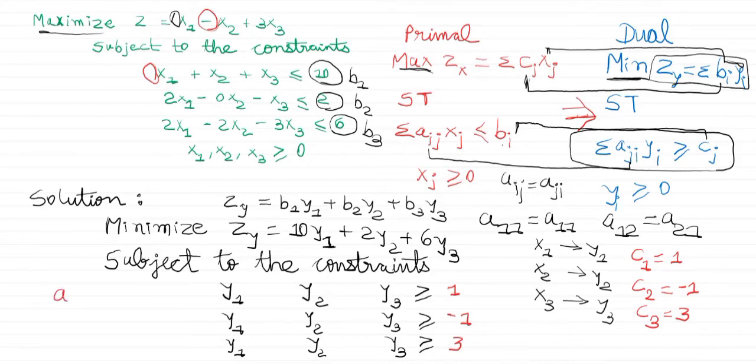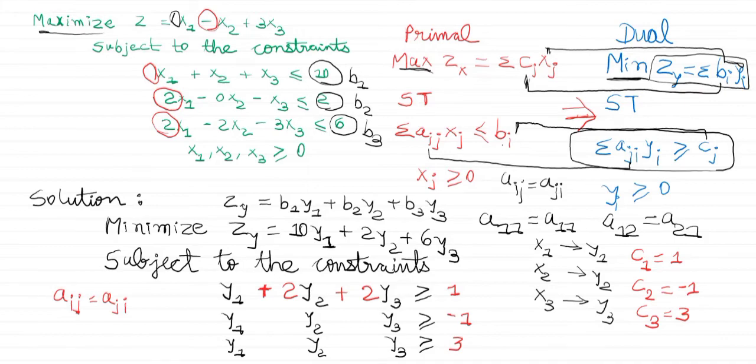Now for writing Aji, we'll see the coefficients of x1, and we'll write that in our first equation. So the first coefficient of x1 is 1. Then for the second equation, the coefficient of x1 is 2, so it will be plus 2y2. And for the third, it is again 2, so it will be plus 2y3.